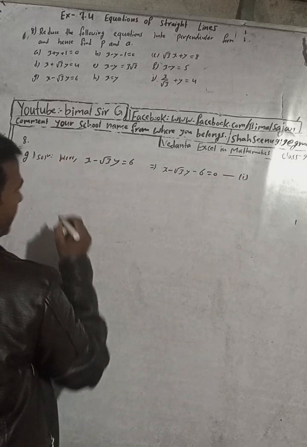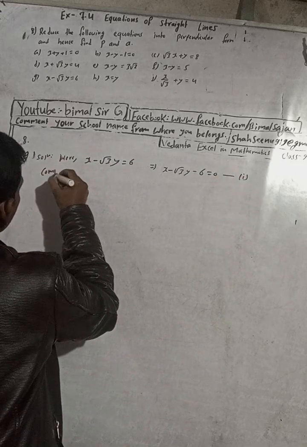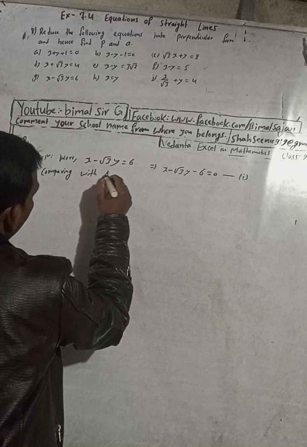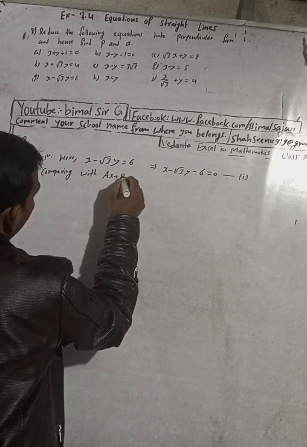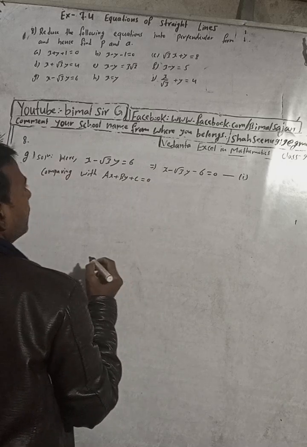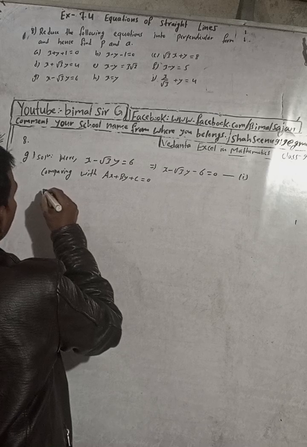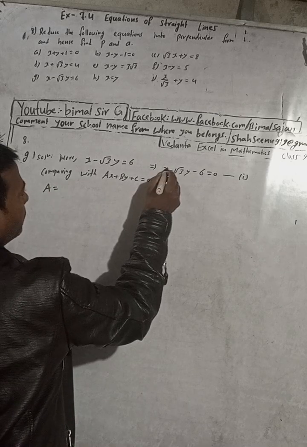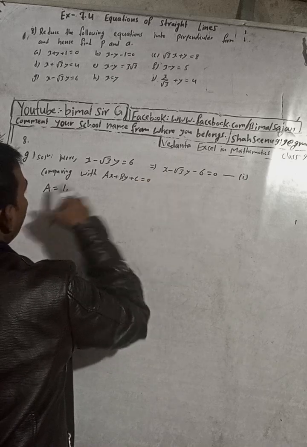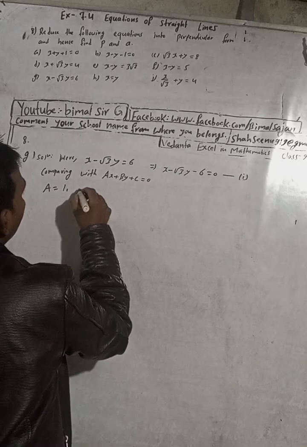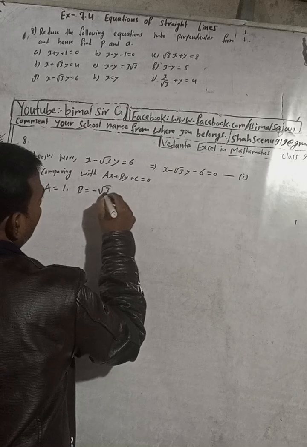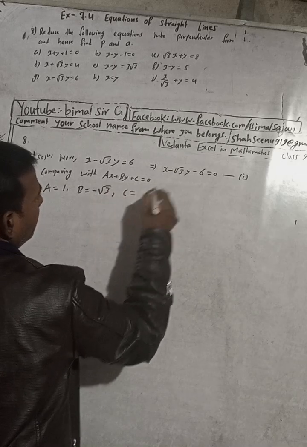Now comparing with ax plus by plus c is equal to 0. So when you compare this, what is a? A is equal to 1. x is the same; if there was 2x then 2 would be a, but here there is nothing, means 1. And b we can write here minus root 3, and c is minus 6.